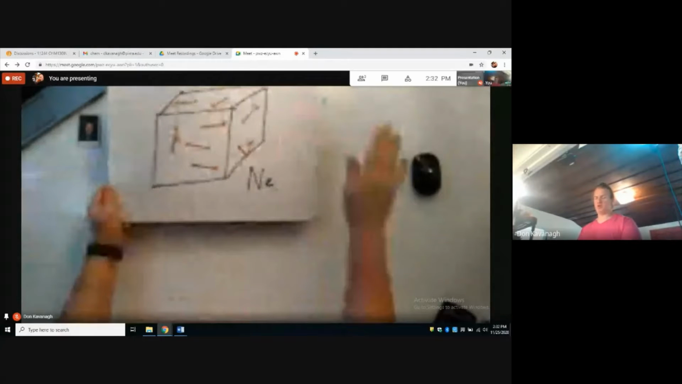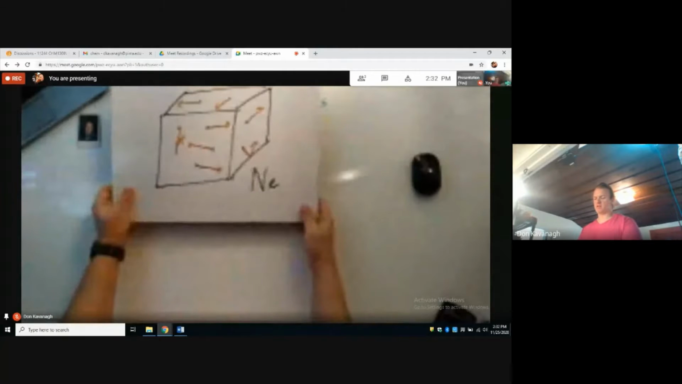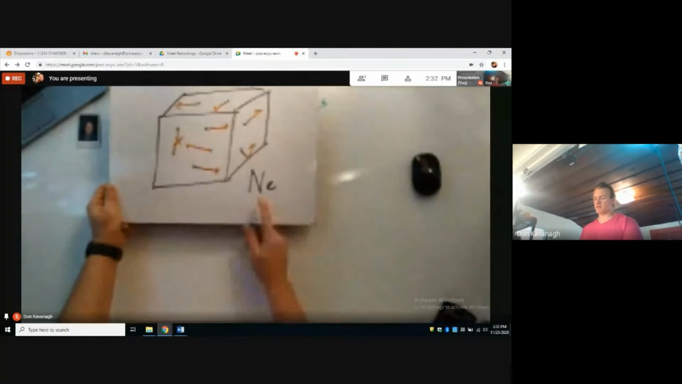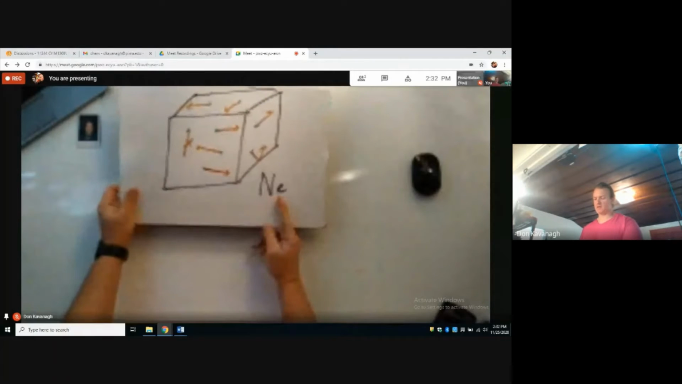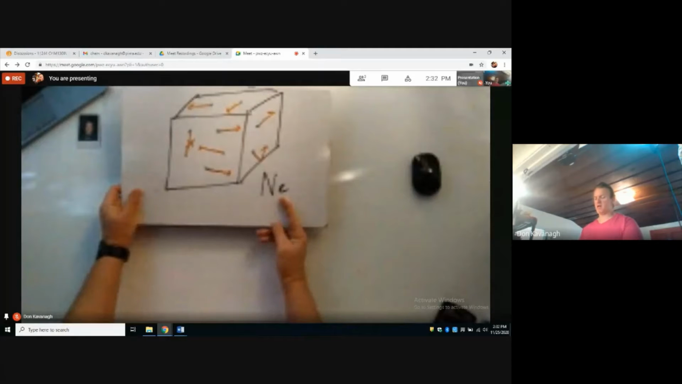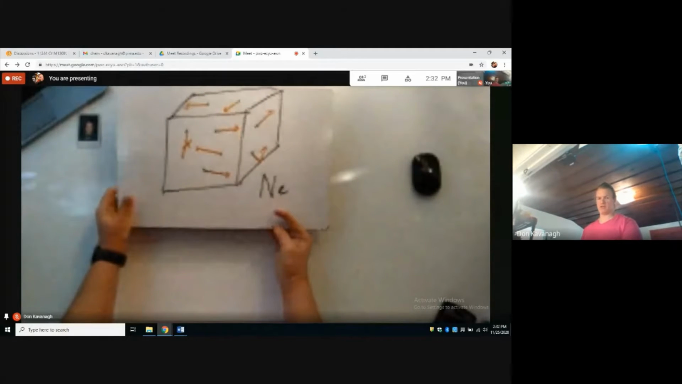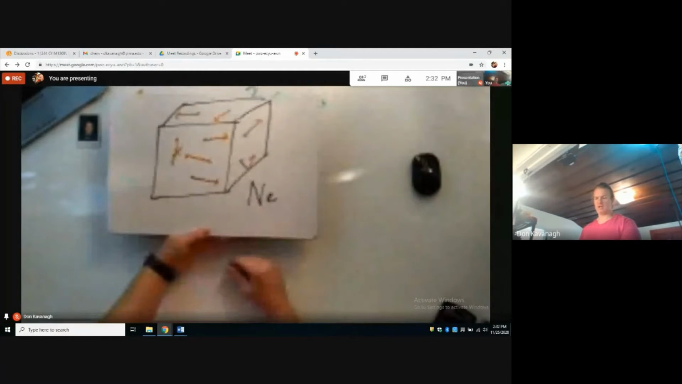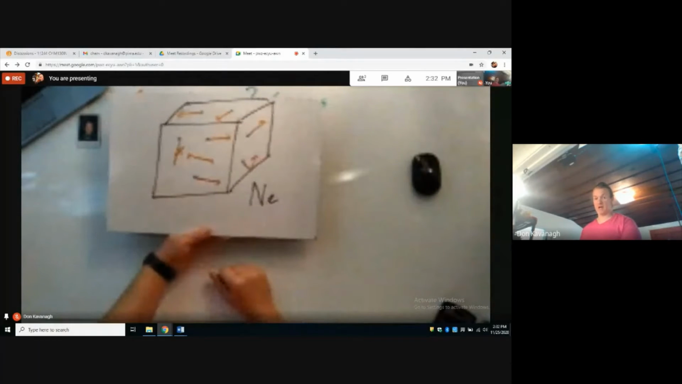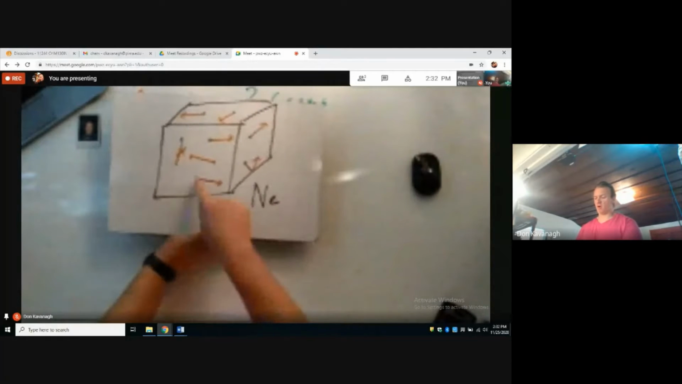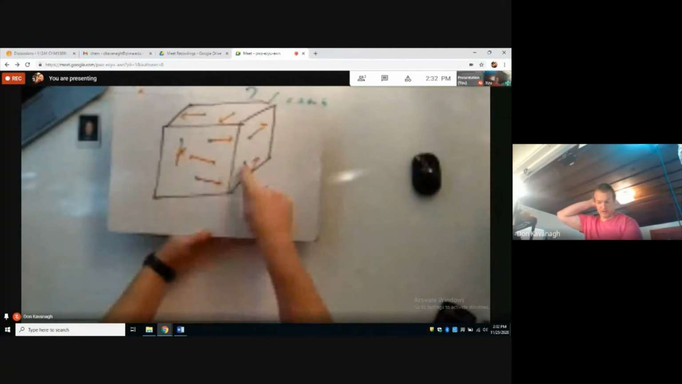This invisible cube here is meant to represent the volume of neon, the volume that the ideal gas neon occupies. The green dots represent neon atoms, and the orange arrows are meant to represent the direction and speed of the neon particles. Because this gas behaves ideally, the molecules, the atoms are far apart from one another in no organized fashion.